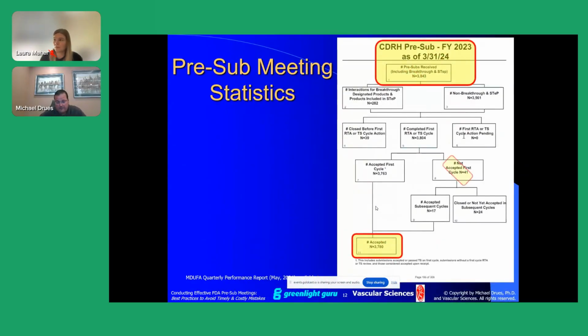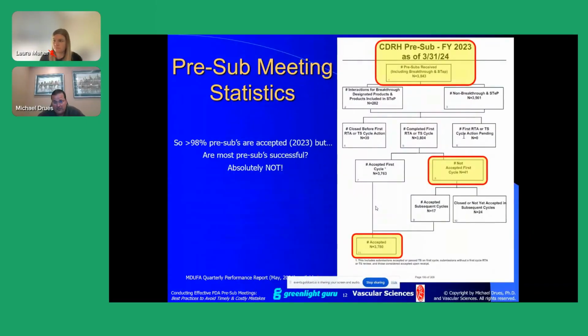Let's take a look at some statistics for pre-submissions. This is as of just a couple of months ago. This was the last publicly available information from the MDUFA statistics. There were almost 4,000 pre-submission requests submitted to the FDA last year. The vast majority of them, over 98%, were accepted. A few of them were not accepted.